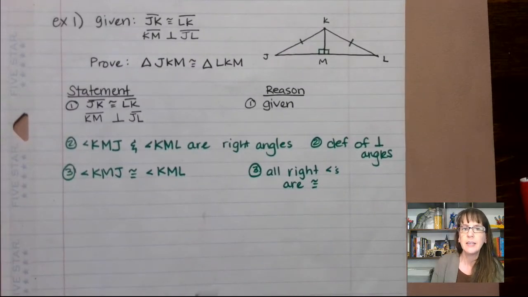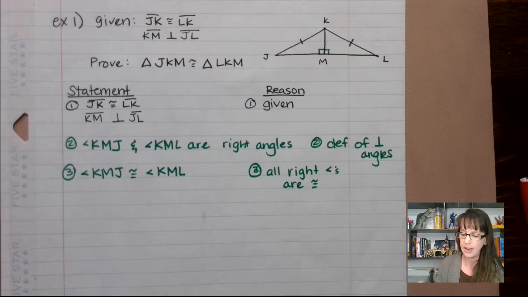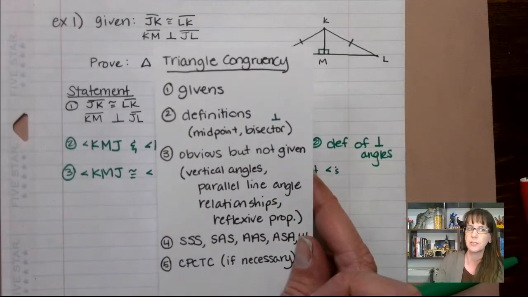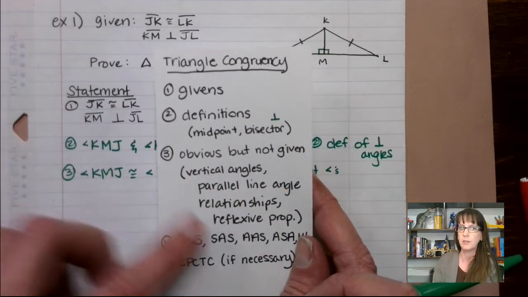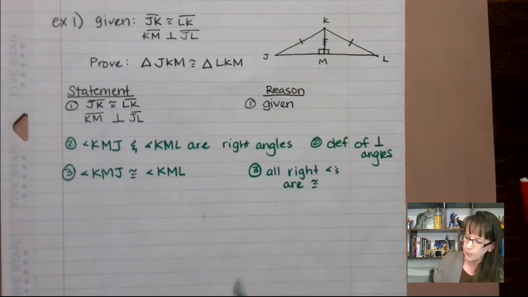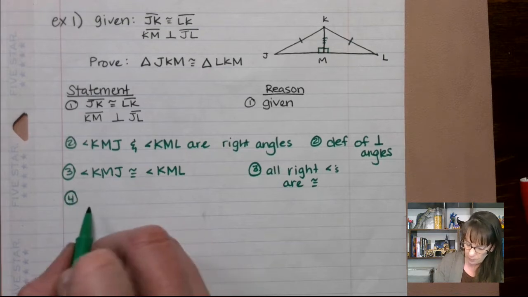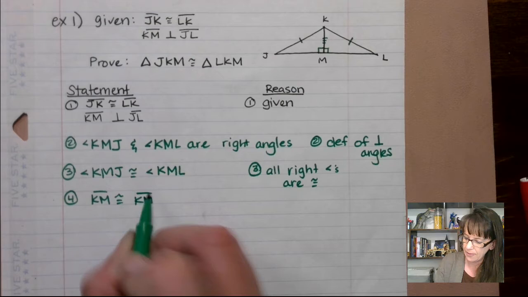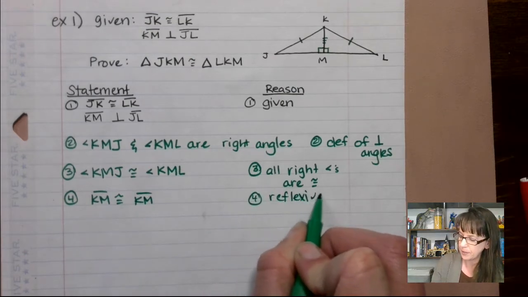Okay, now that we have that, we need a leg for our hypotenuse. And if you go through our checklist here, you'll see that we have the definitions, and then obvious but not givens are vertical angles, parallel line relationships, reflexive property, and I see a reflexive property right here. We can say that for number 4, we've got KM is congruent to KM, and that is because of the reflexive property.